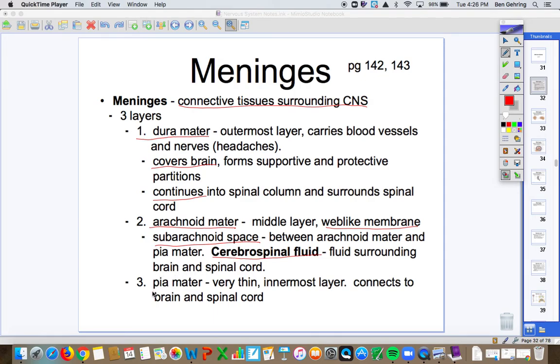And then on the very inside, we have pia mater, which is very thin. Connects directly to your brain and your spinal cord. So this is the far inside layer, which connects your arachnoid mater and your dura mater to your brain and spinal cord. But that's called your pia mater.